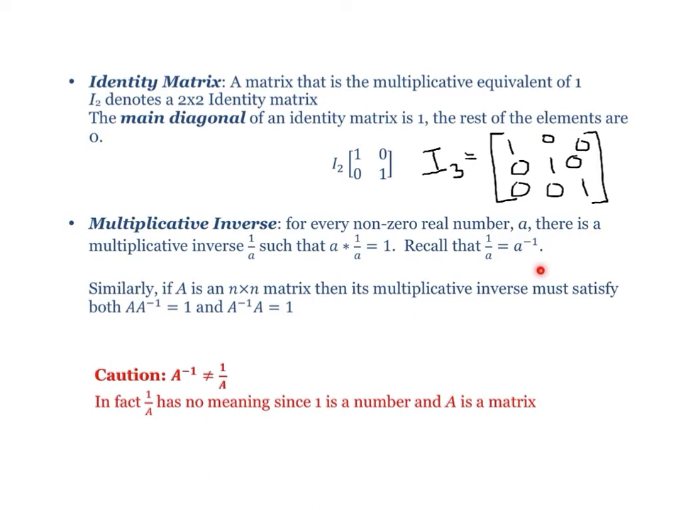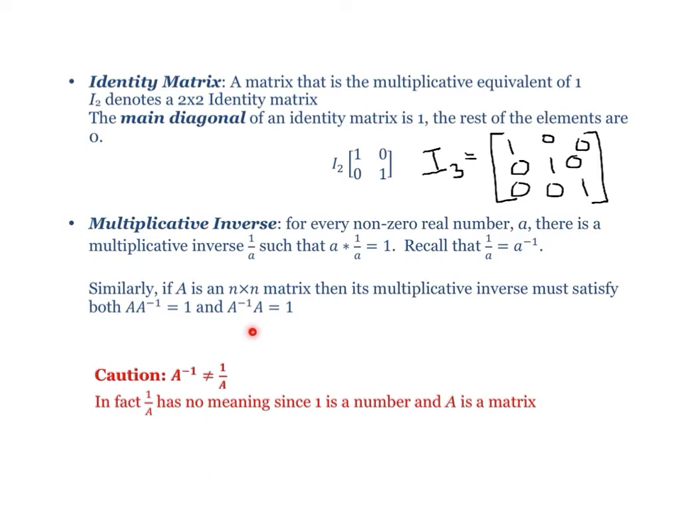In the same way, if we've got some matrix A, and it's n by n, when we say n by n, that means it is a square matrix. Then the multiplicative inverse would satisfy the rule that matrix times its inverse equals 1, and also the inverse times the original is also equal to 1. Remember that we talked about the fact that matrix multiplication is not commutative. With inverse matrices, it has to be.